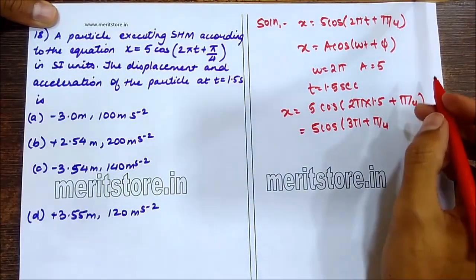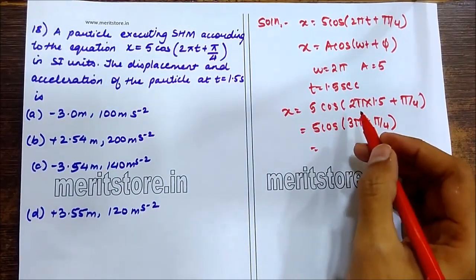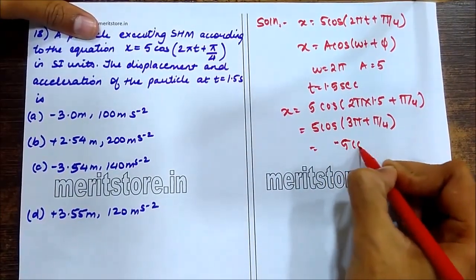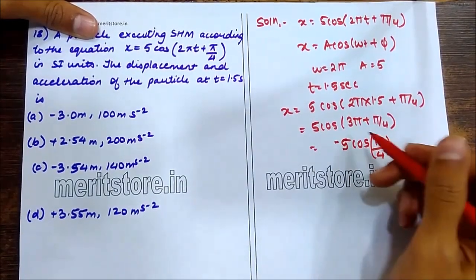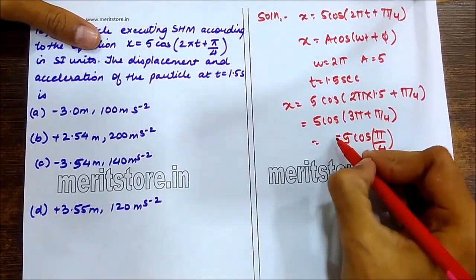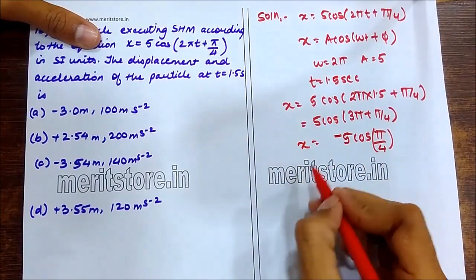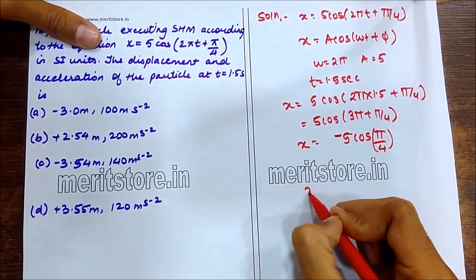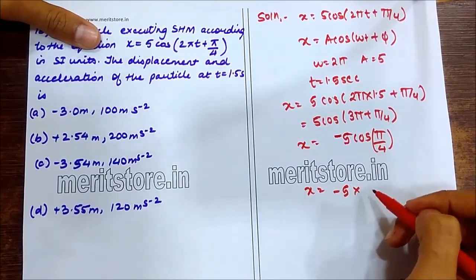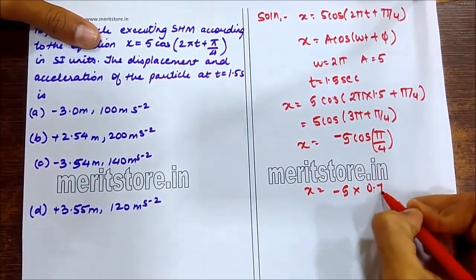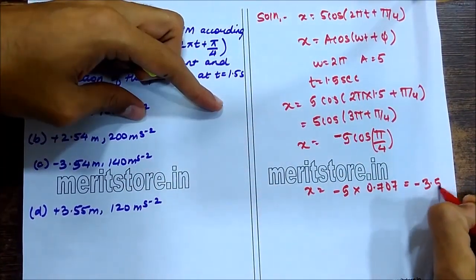Okay, 3 pi plus pi by 4, that is again minus of 5 cos pi by 4. As we know, cos of pi plus theta is minus cos theta, so minus of 5 cos pi by 4, x is the displacement. So we calculate the displacement, we put the value 5 into cos of pi by 4, which is 0.707, and the value comes out to be minus 3.54 meters.